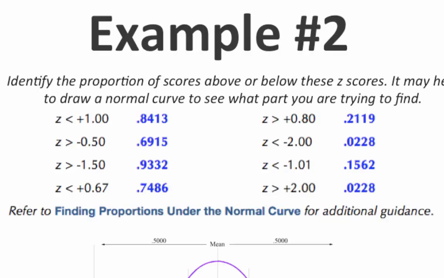And greater than 2.00, 0.228. Notice that the proportion of z-scores greater than positive 2 is exactly the same as the proportion of z-scores less than negative 2. If you had any trouble with these examples, go back to finding proportions under the normal curve in your notes and see if you can figure out where you made the mistake and how you can fix that. So now let's do another example.